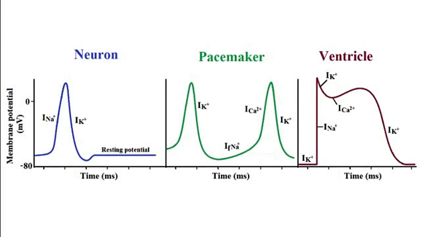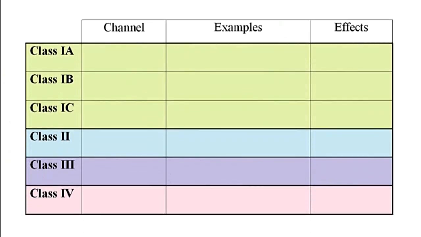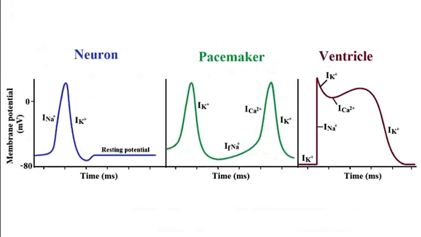In this video, I'm going to discuss the mechanism through which the neurons, pacemaker, and ventricles undergo depolarization and repolarization, and then discuss the mechanism of action of different anti-arrhythmic medications. So neurons will undergo depolarization by the influx of sodium, and then later on they would undergo repolarization by the efflux of potassium.